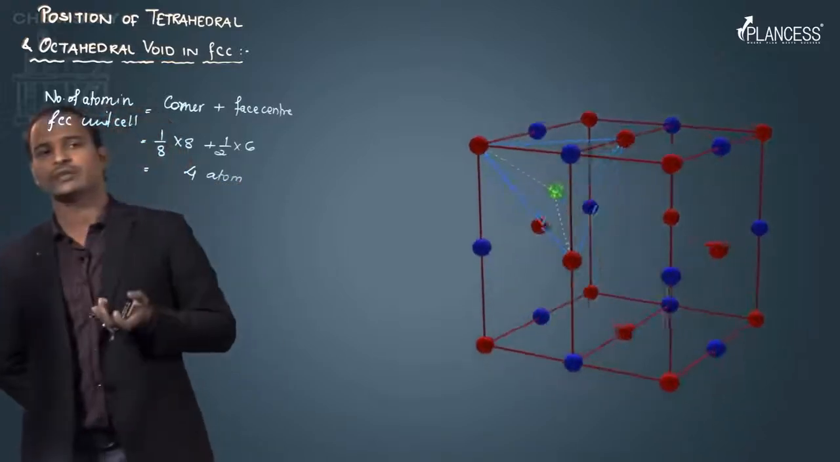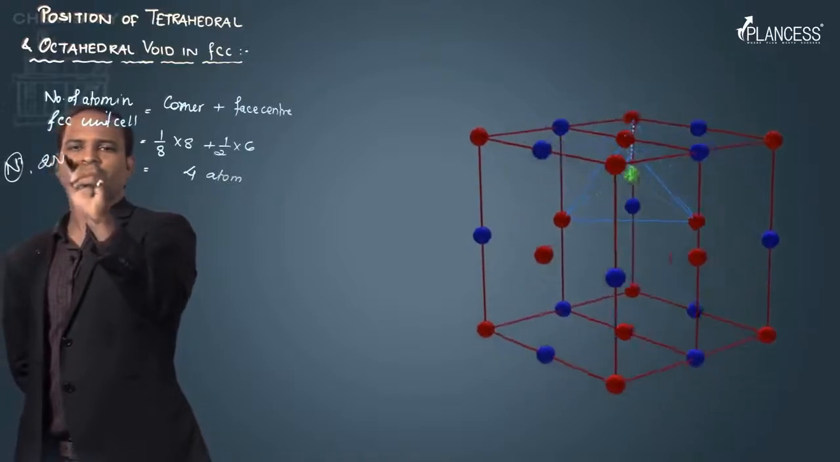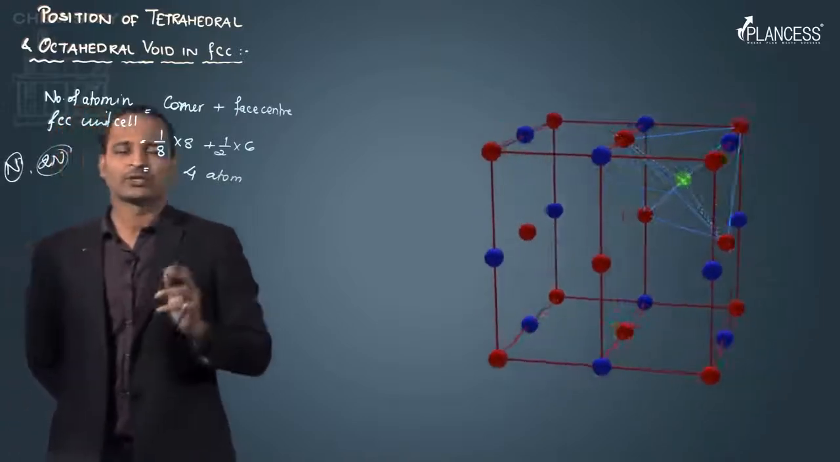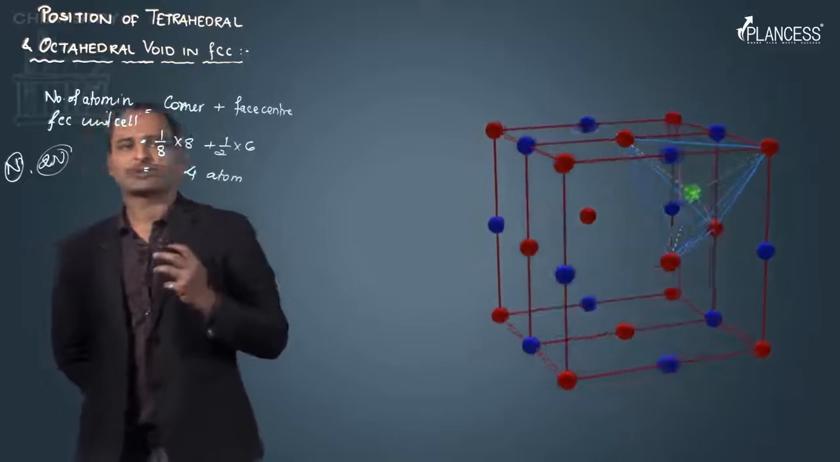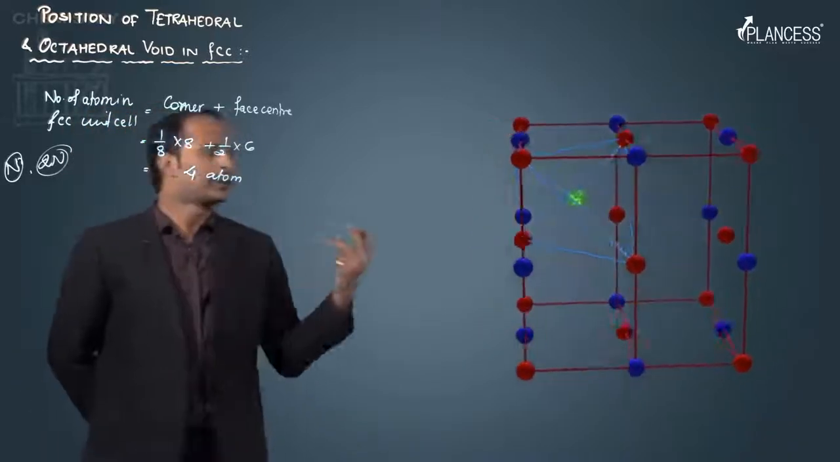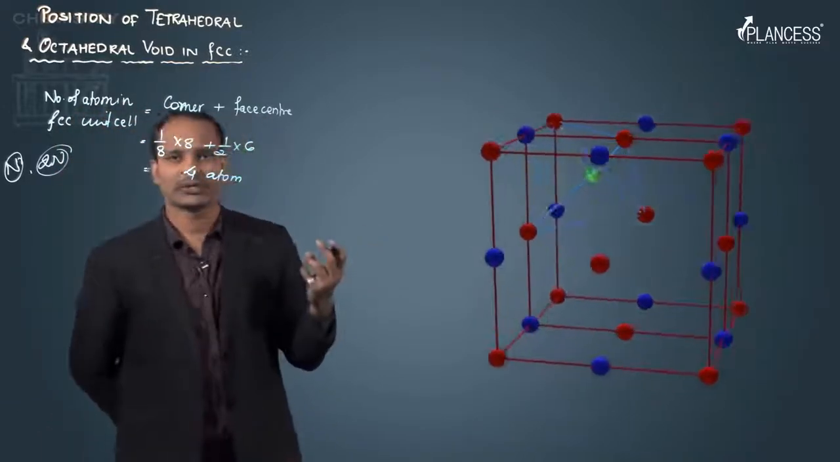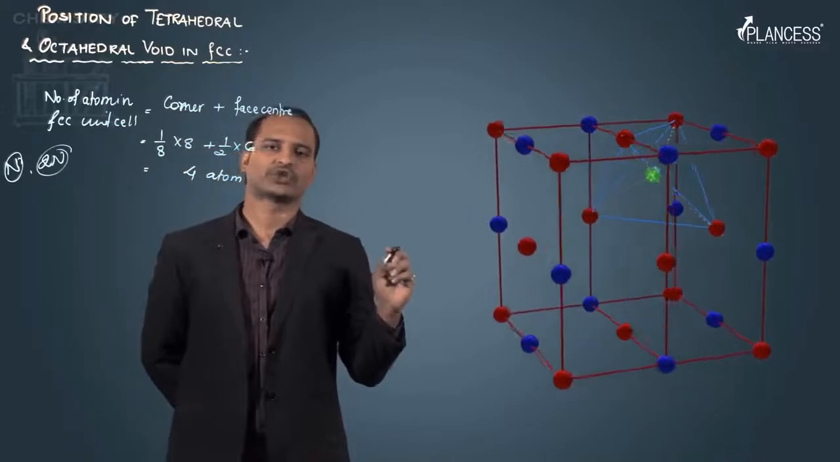So how many tetrahedral voids will be there? As I said, if there are n number of spheres, then the number of tetrahedral voids is 2n. So it is expected that the number of tetrahedral voids should be equal to 8. Now let's see whether it is 8 or not. In the figure, the tetrahedral voids are present at the center of each small cube.